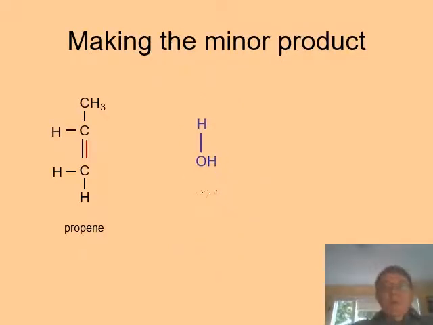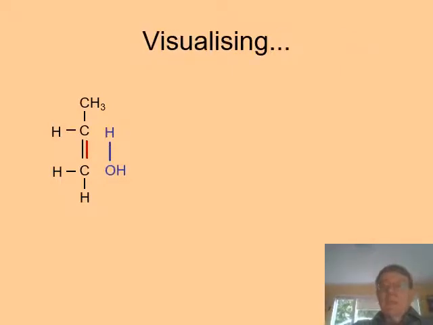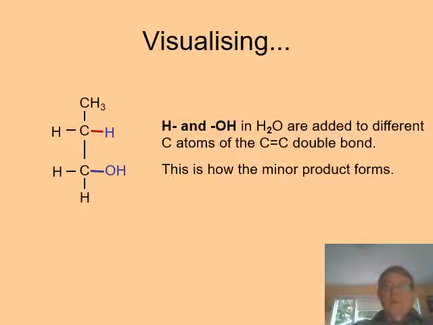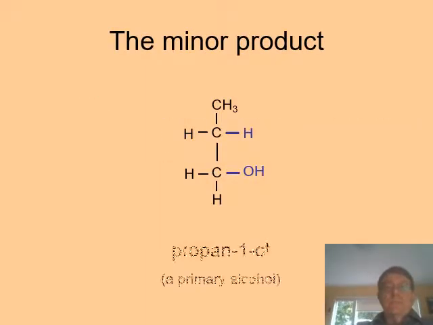And here's the minor product forming. Remember, it does form, but just in lesser quantities. So again, bonds break, new bonds form. There's your minor product. This is a primary alcohol. Can you recognize why? It's because the carbon that is attached to the OH has only one other carbon attached to it.